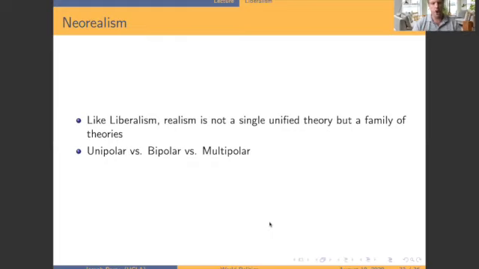Other neorealists argue that bipolarity, the system that we had under the Cold War, in which there are two superpowers, maximizes the peace because you have a clearly delineated balance of power. Either you're with the United States or you're with the Soviet Union, and that clear delineation makes it much more difficult for any errors or misunderstandings to lead to conflict.